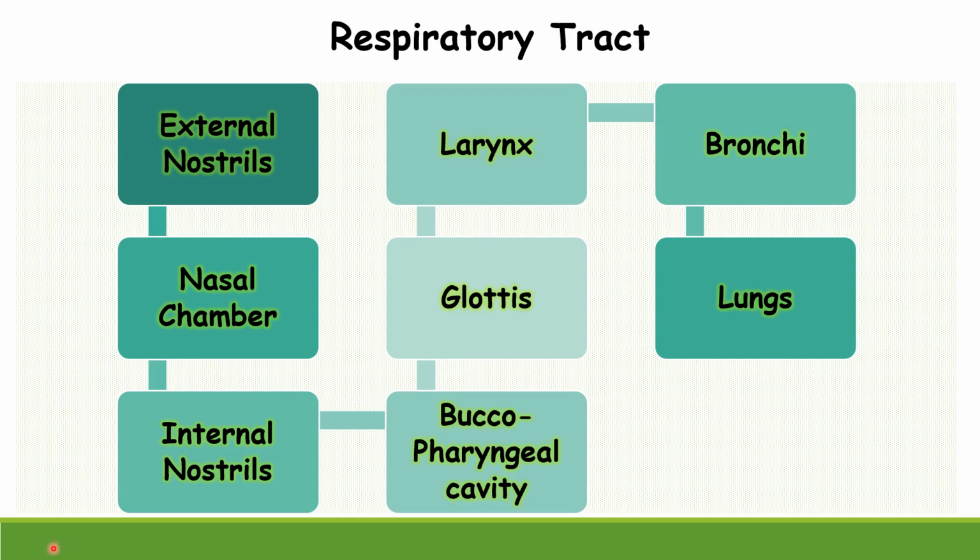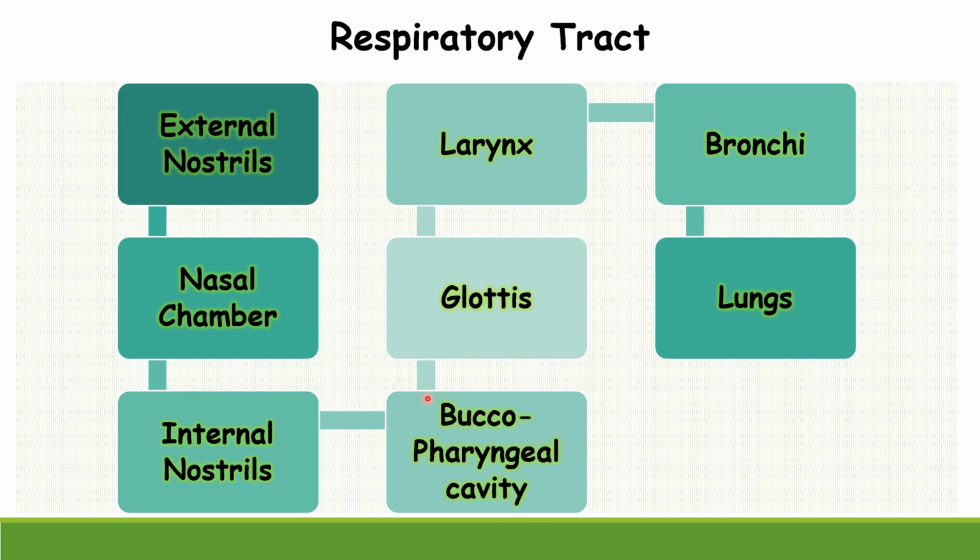So these are the parts of the pathway of respiratory tract. We can say the respiratory tract starts with external nostrils, the outermost nostrils that are present above the mouth. The external nostrils open into the next part, that is nasal chambers. The nasal chambers further open into the internal nostrils. These internal nostrils further open into a large cavity, that is the buccopharyngeal cavity.